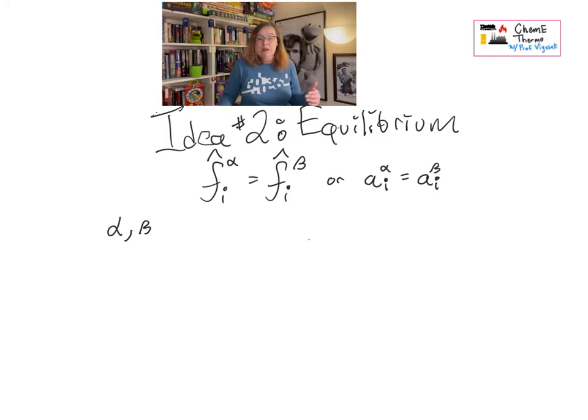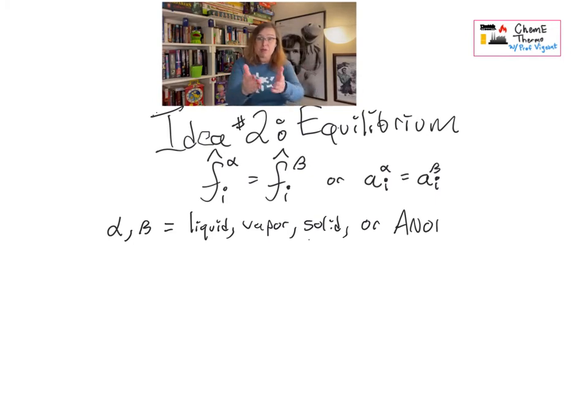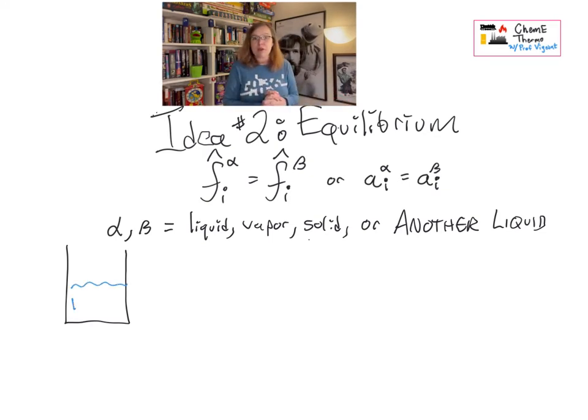So alpha and beta could be a vapor and a liquid. They could be a vapor and a solid. They could be a liquid and a solid, or in fact, because we know liquid-liquid equilibrium is something that happens, it could be between two liquids. So, for example, imagine we have water and we have oil floating on top of it. These two things are two separate liquid phases. They are in contact and they are stable, so they can reach an equilibrium with each other. But it's still multiple phases. Okay, so this idea of equilibrium must apply.